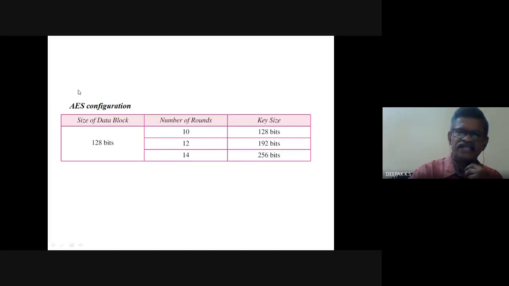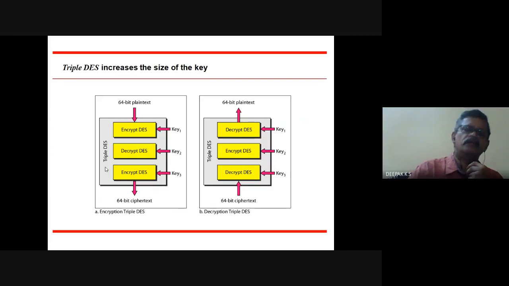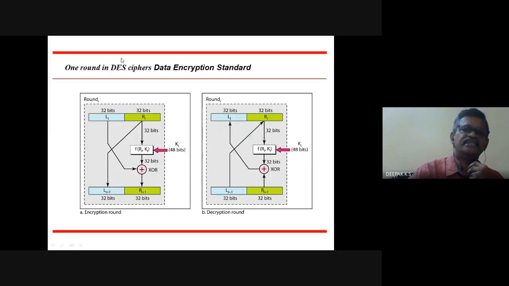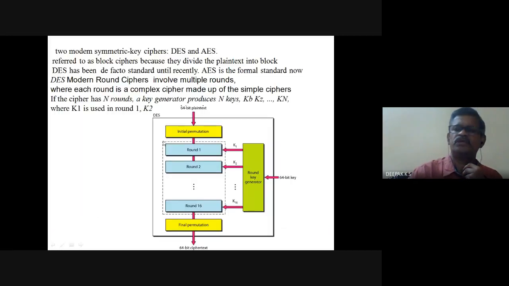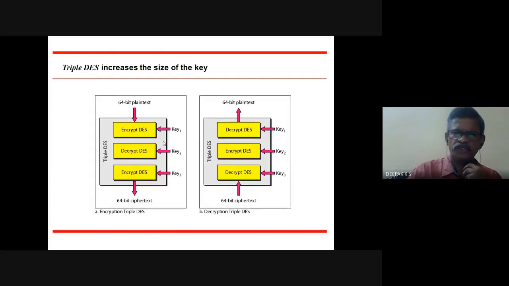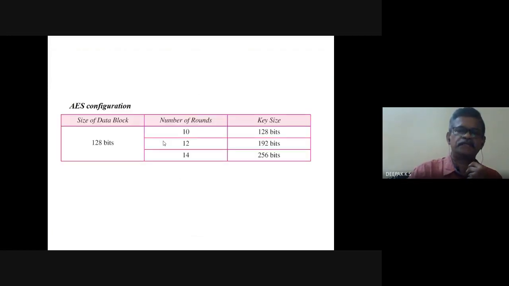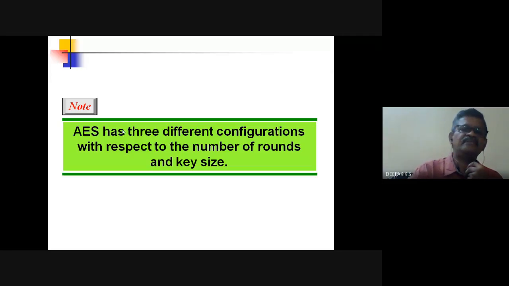So this is the Advanced Encryption Standard, in which some shortcomings in DES, the Data Encryption Standard, are addressed, because the key size is small. It's only 64 bits. So when you have attacks, you need more encryption rounds and you need more key size. AES, the Advanced Encryption Standard, has three different configurations with respect to the number of rounds as well as the key size.